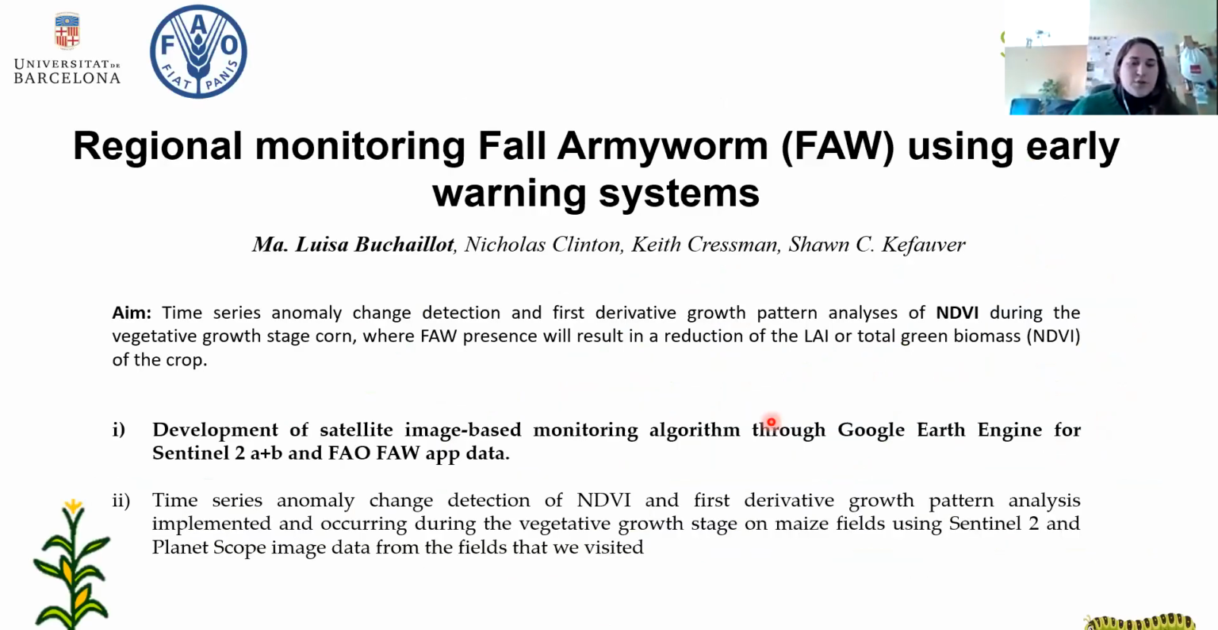This project was divided in two different parts. The first one was before going to the field, and the second one is after, when we go to the field. The first one is development of a satellite image-based monitoring algorithm through Google Earth Engine for Sentinel-2, using the data of the FAO, from small farmers' fields with corn around Africa.